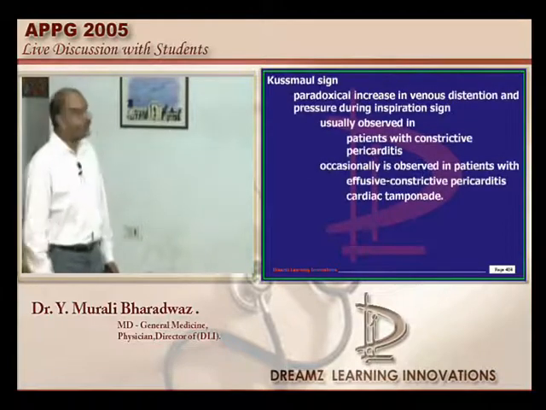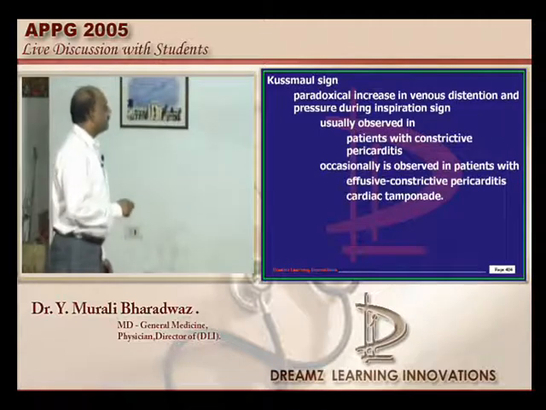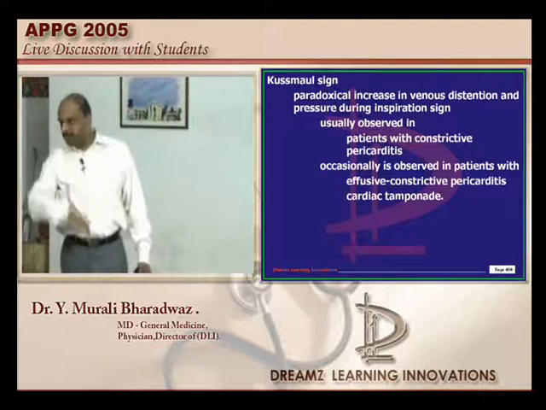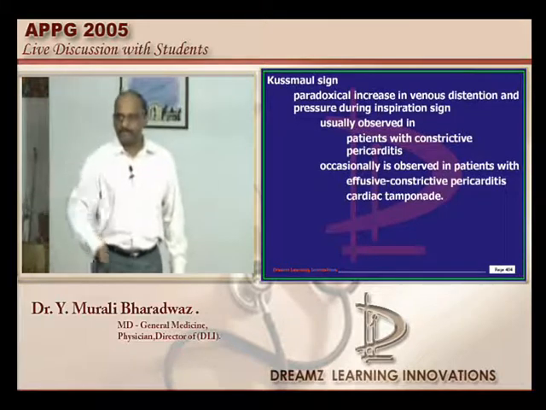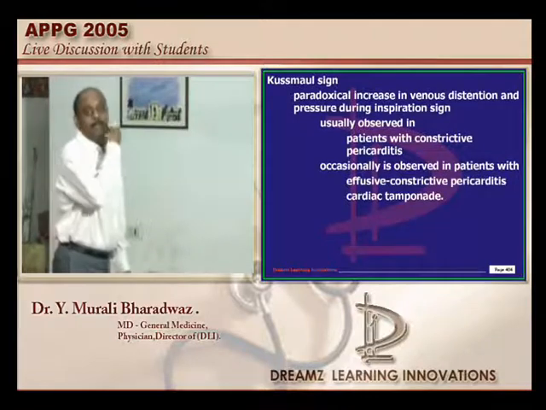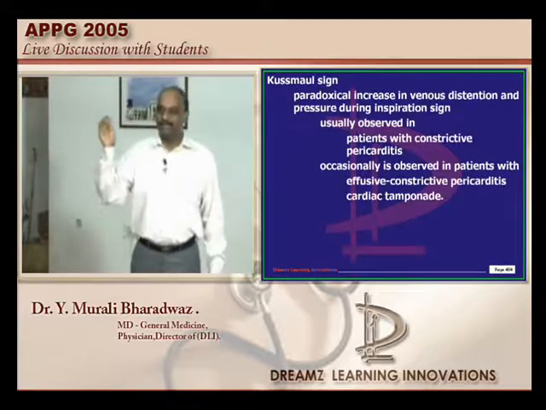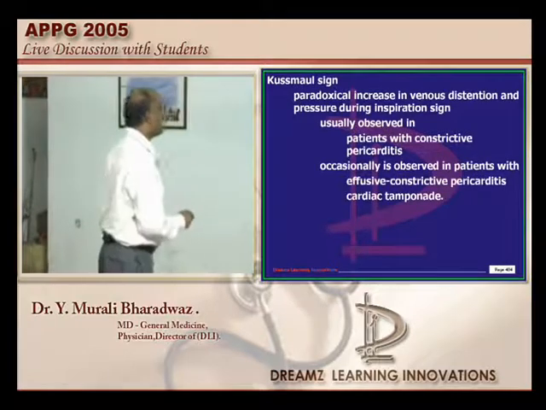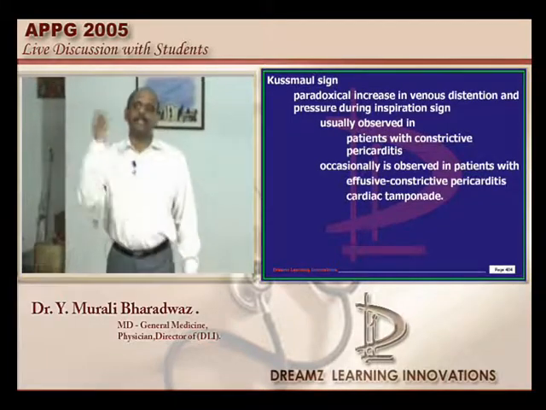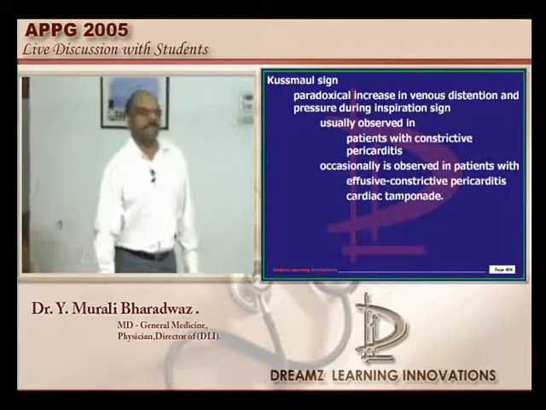What is Kussmaul sign, doctor, classically? Kussmaul sign is fundamentally, at the time of inspiration, you expect that the JVP needs to drain all its blood and collapse. But the JVP remaining distended even at the time of inspiration is called the Kussmaul sign, which is seen in the case of constrictive pericarditis. Can you tell me what is the common cause for constrictive pericarditis in this part of the world, doctor? Tuberculosis is the most common cause.